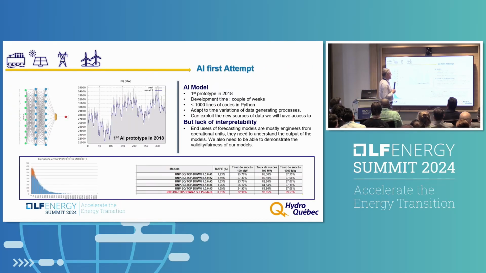So, AI first attempt. We have a first prototype in 2018 here. And what is interesting to see from a scientific point of view is that the model first captures the large scale, the large time scale, and after the tiny scale. And this is classical in deep learning.